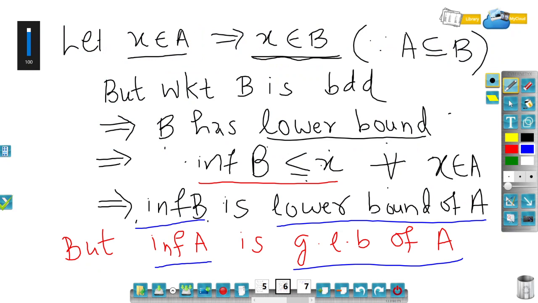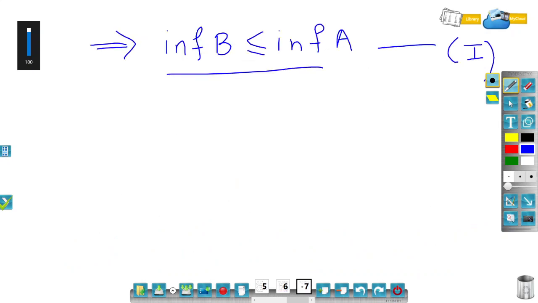There are two lower bounds of set A. One is infimum B and one is infimum A. But infimum A is the greatest lower bound. Hence, infimum A is larger than infimum B. Now, on similar lines, we have to prove it for the supremum.